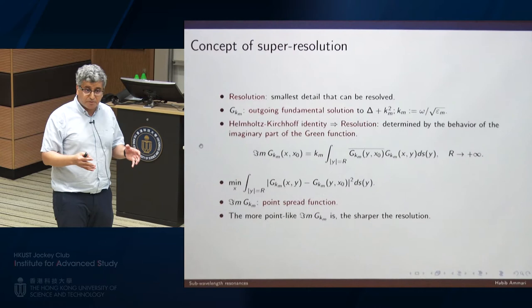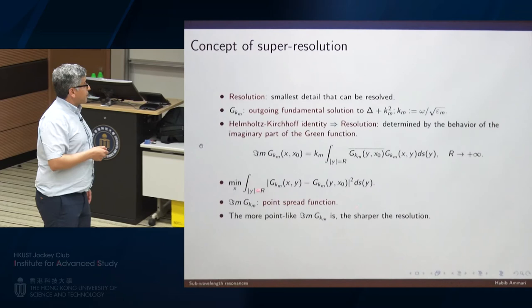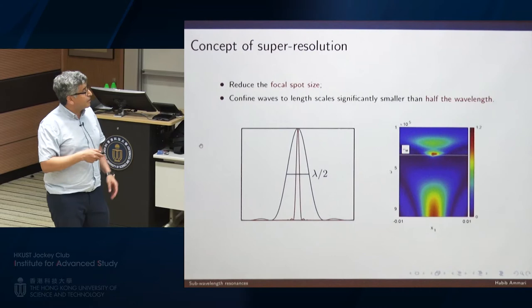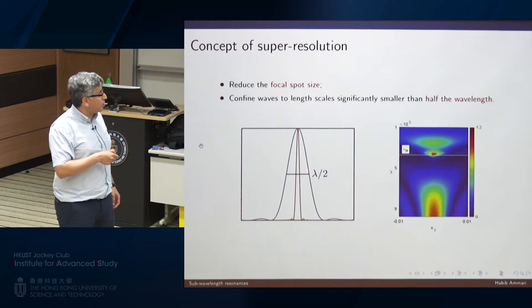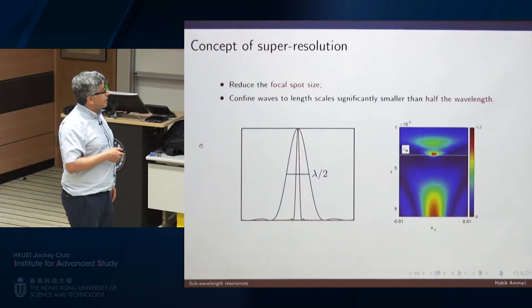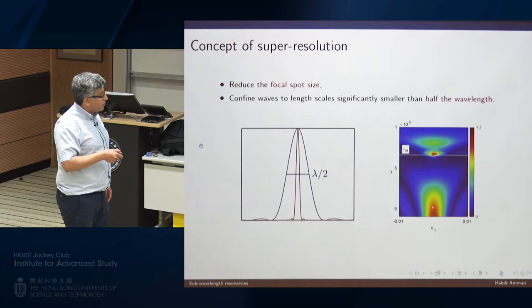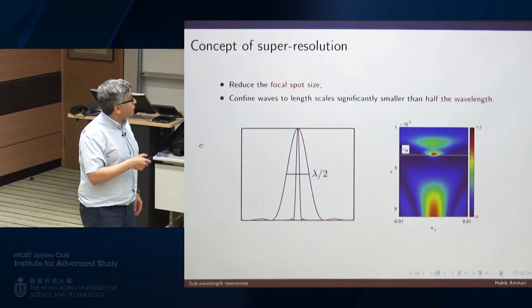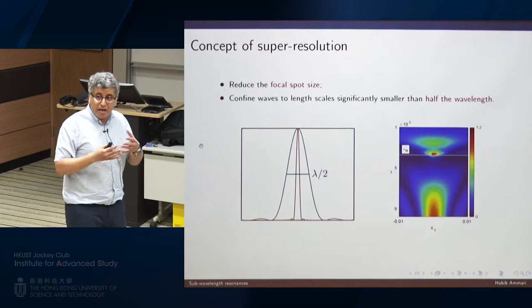Now, this is the point spread function. I represent it here. Its half width is half the wavelength. So this is the best that you can do. If you have two point sources separated by a distance which is smaller than half the wavelength, then you cannot resolve them. You will get a blurred image and you cannot resolve them. So the idea, if you want to make super resolution, is to reduce this focal spot size. This focal spot size, I plotted here, is half the wavelength. If you reduce it by some way, then you confine the waves to length scales significantly smaller than half the wavelength, and you achieve super resolution.